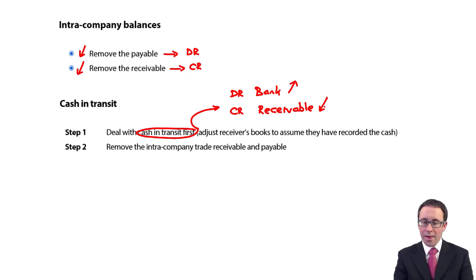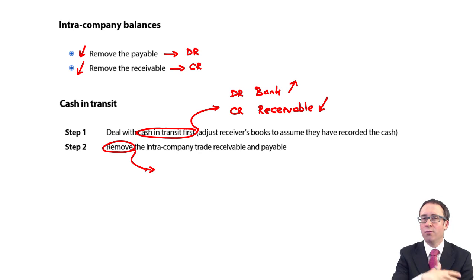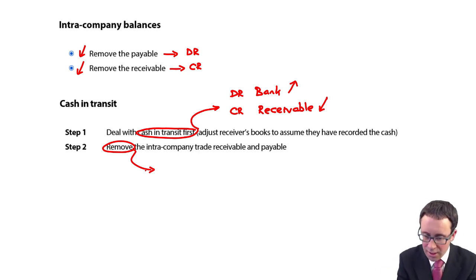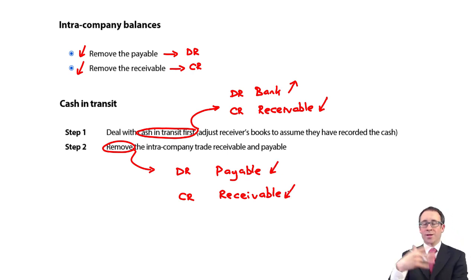Okay, and then what you need to go through and do there is remove the intra-company receivable and payable. So whatever else is left, there'll be other outstanding balances. So you will need to go through that and debit the payable and credit the receivable. So effectively doing what we did in terms of the removal of the intra-company balances.